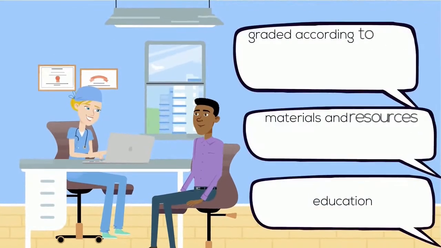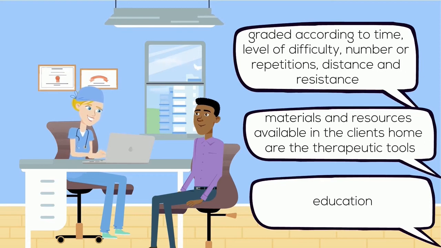The intervention is graded according to time, level of difficulty, number of repetitions, distance, and resistance. The materials and resources available in the client's home are used as their therapeutic tools. Education and information to the clients and all people involved in the rehabilitation process are important. So, the clients and the caregivers would feel confident and more receptive towards OBI.